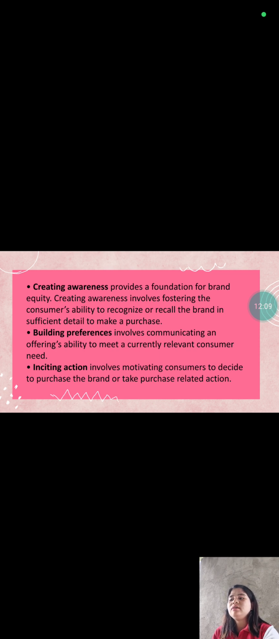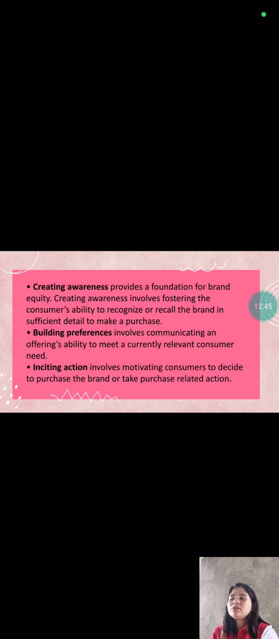So, that's it. Next is inciting action, which involves motivating consumers to decide to purchase the brand or to take a purchase-related action. Promotional offers like coupons or 2-for-1 deals encourage consumers to make a mental commitment to buy, but many consumers do not have an expressed category need and may not be in the market when exposed to an ad, so they are unlikely to form purchase intentions.